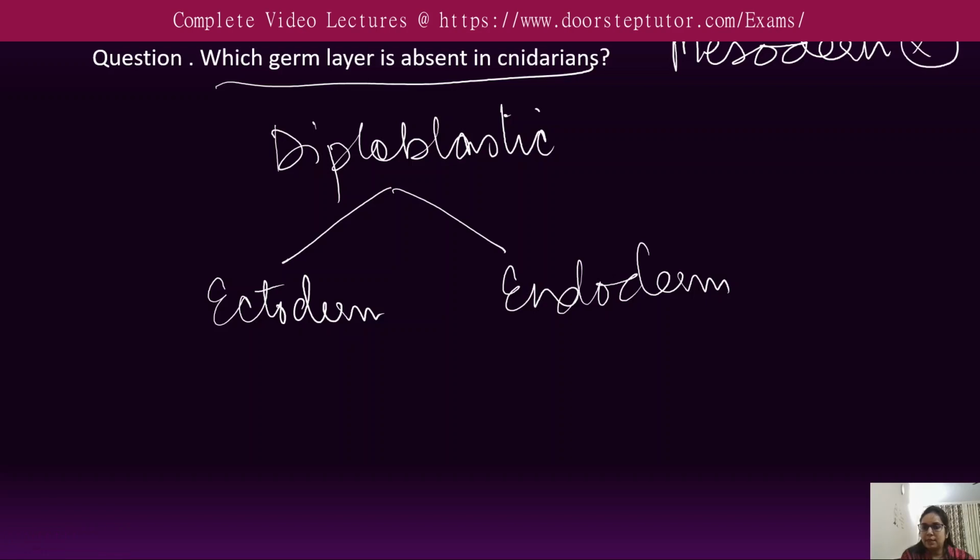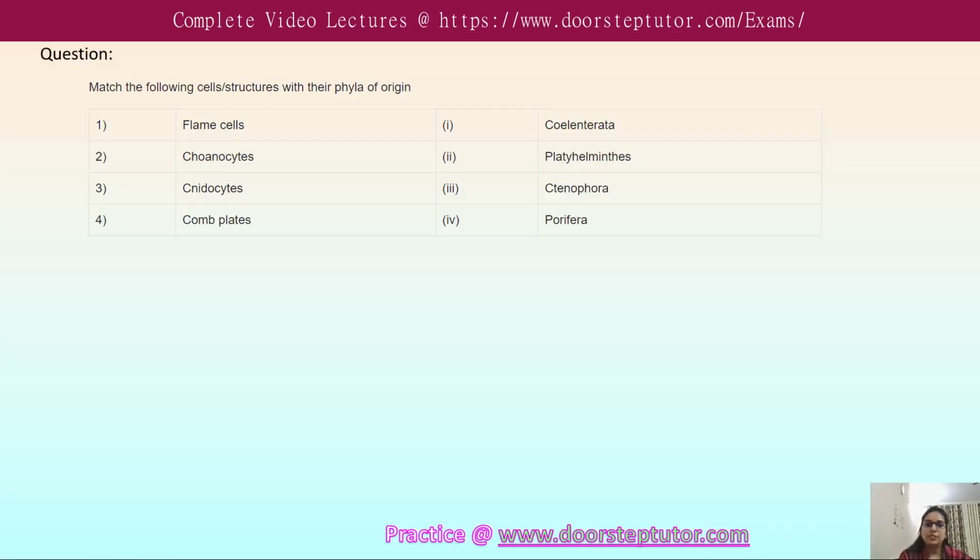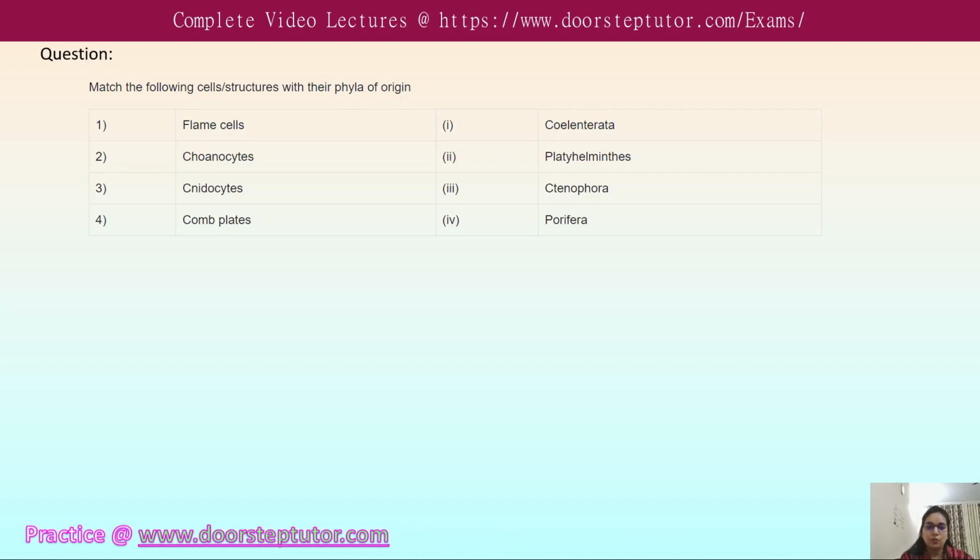This layer is generally present in those organisms which are triploblastic, meaning they have three different germ layers present in them, and in those triploblastic organisms, the mesoderm is generally present between the ectoderm and the endoderm. The next question is, match the following cells or structures with their phyla of origin.